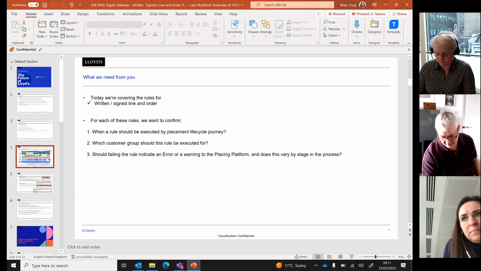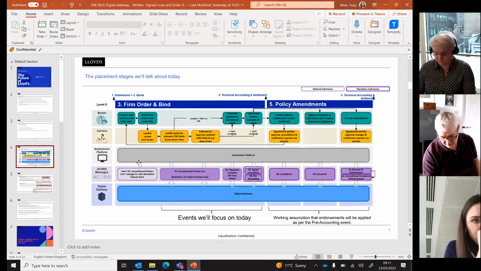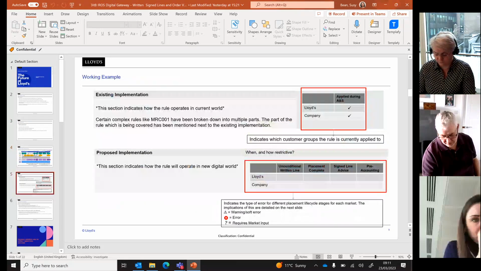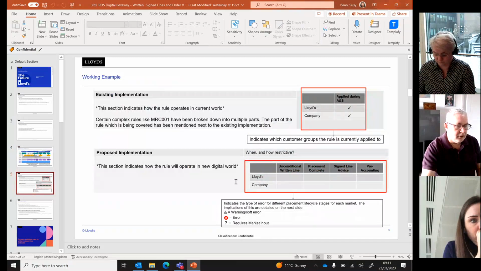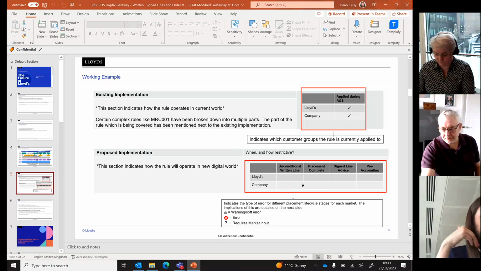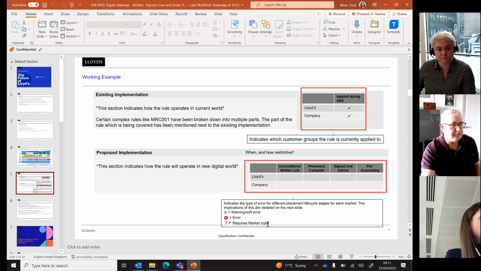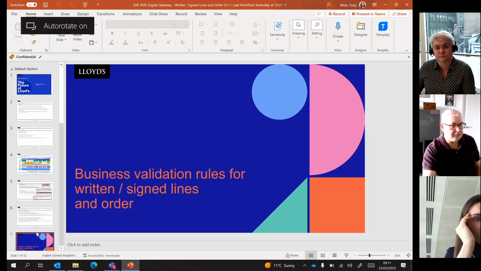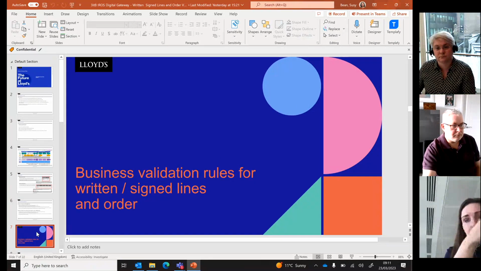As before, I don't need to go through this one. We've got whether it applies to Lloyd's and company markets, and then the bit that shows how we'd operate it in the new digital world: which stages it would apply for, whether it would be a warning or an error. I don't think I've got any question marks in here. So hopefully that's clear to everyone. So we just jump straight into this section: business validation rules for written, signed lines and order.